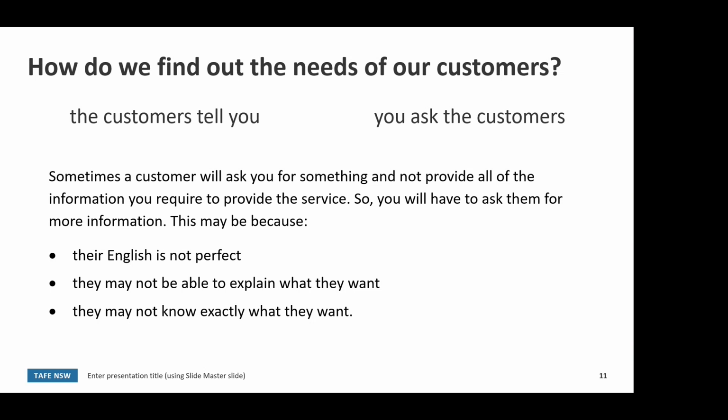And it's important that we realize that sometimes they might ask for one thing, not providing you all the information, and actually need something else. And there might be reasons for that. Some of those might be that their English isn't perfect. They might not be able to explain what they want, or they may not even know exactly what they want. Like somebody might come up to a library and say, "How do I check out books here?" And they may not know how, right? And how people check out books at the library might have changed.